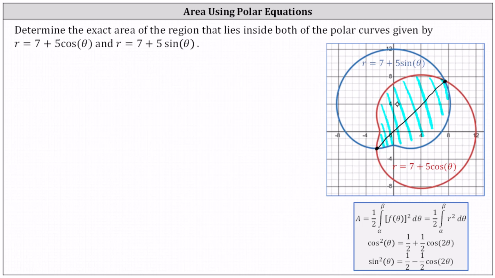To determine the angle theta at the points of intersection, we'll solve the two equations as a system and solve for theta. Let's substitute 7 plus 5 sine theta for r in the first equation. This gives us 7 plus 5 sine theta equals 7 plus 5 cosine theta. Notice if we subtract 7 on both sides, the 7's simplify out, and we're left with 5 sine theta equals 5 cosine theta. Let's go ahead and divide both sides by 5 cosine theta.